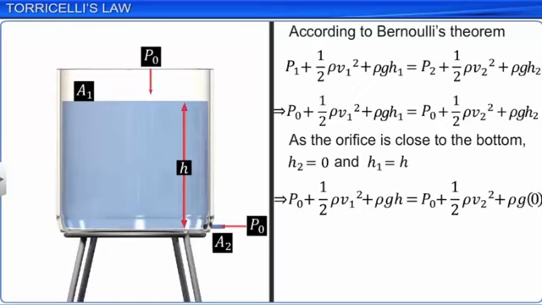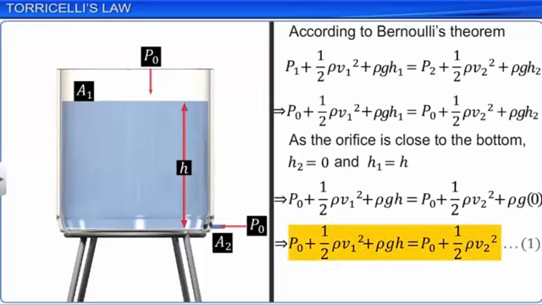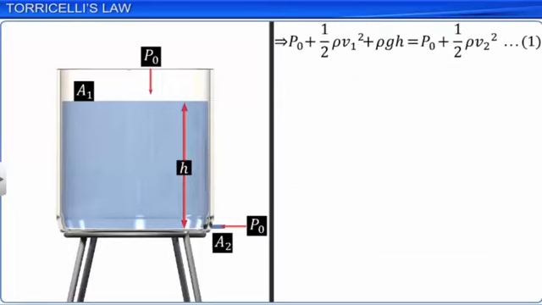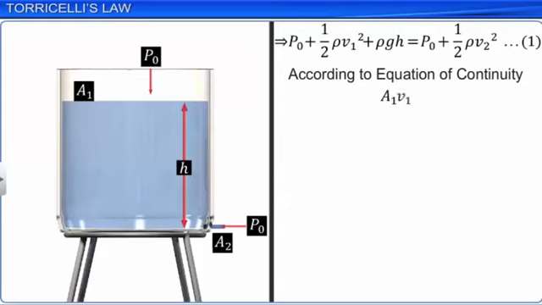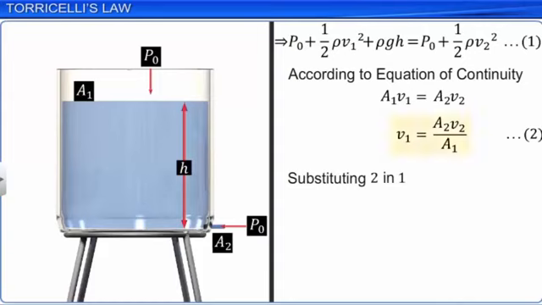On simplification, we get the expression shown. Let's call this equation 1. According to the equation of continuity, A1V1 is equal to A2V2, or V1 is equal to A2V2 divided by A1. Let's call this equation 2. Substituting equation 2 in equation 1.